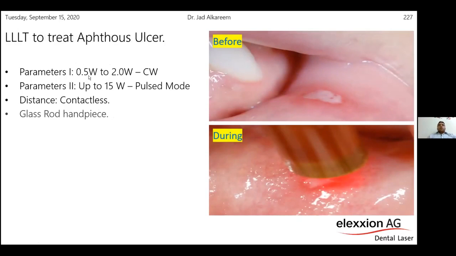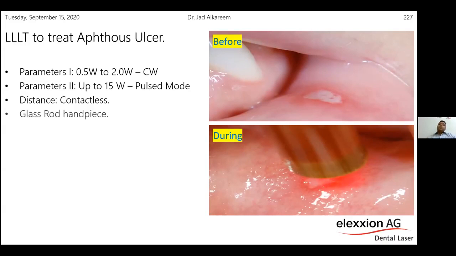Here you can also use low-level laser therapy to treat the aphthous ulcer. The parameters can be from 0.5 up to 2 watts. The application should be contactless. You don't need to be in contact with the aphthous ulcer. You have to be around 4 millimeters up to 6 millimeters away from it, and you can apply the laser for up to 5 minutes onto the ulcer.